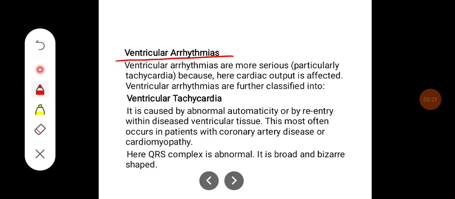Ventricular arrhythmias. Ventricular arrhythmias are more serious, particularly ventricular tachycardia, because here the cardiac output is affected. The ventricular arrhythmias are further classified into ventricular tachycardia, ventricular flutter, and ventricular fibrillation.